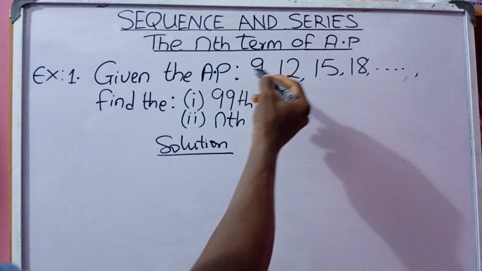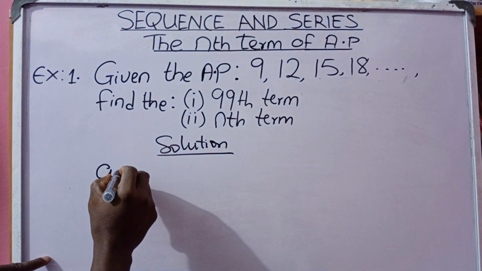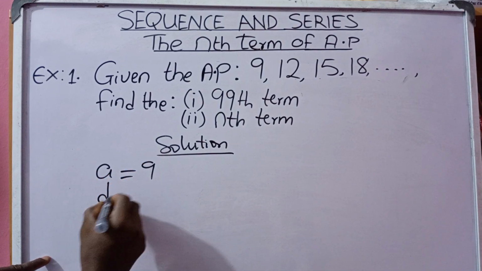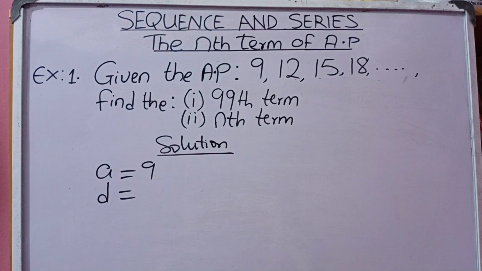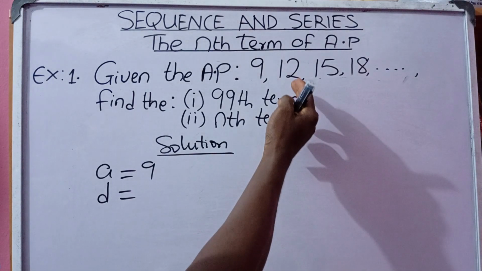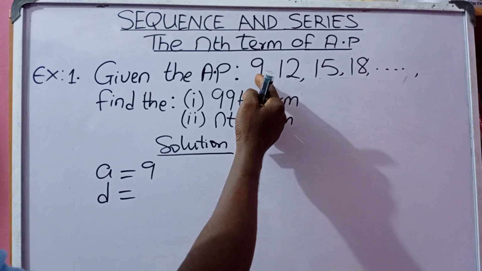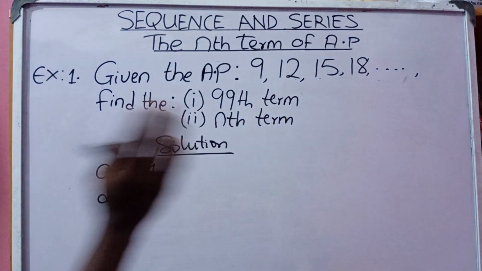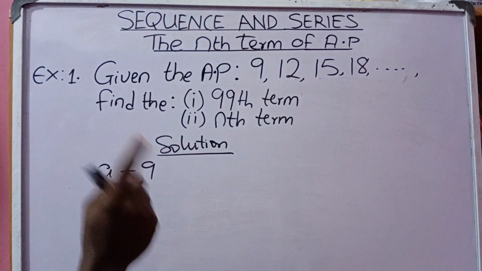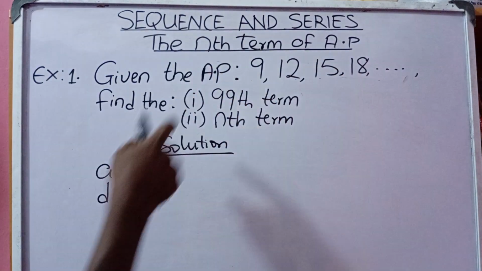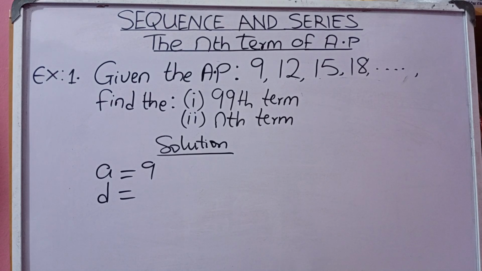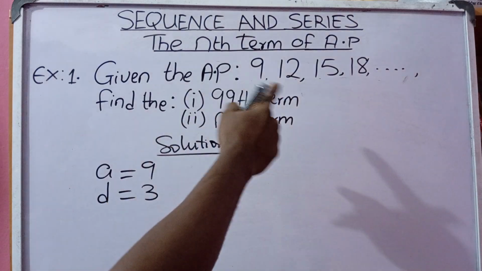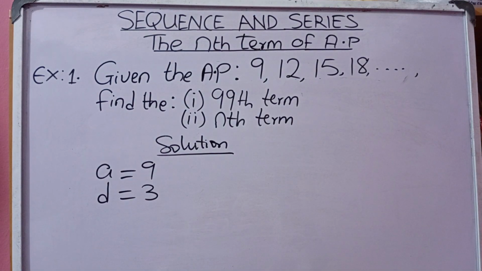So you can see the AP. Of course, the first term of this AP is 9, as we know already. Then the common difference, can you figure out what the common difference is? If you recall what we just did previously, that will be 12 minus 9, or you say 15 minus 12, or you say 18 minus 15. That would give the same number, and that would suggest that that particular sequence is an AP, that is arithmetic progression. Of course, in this particular instance, the common difference is 3, because 12 minus 9 will give us 3.